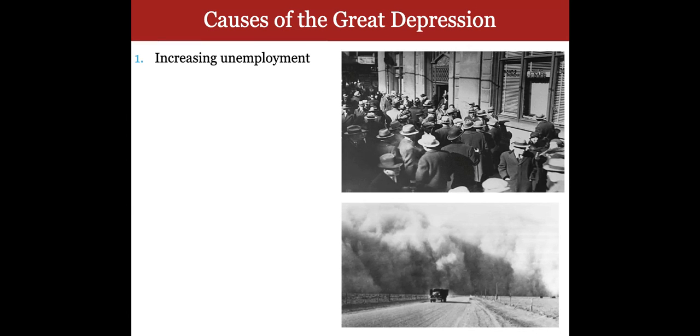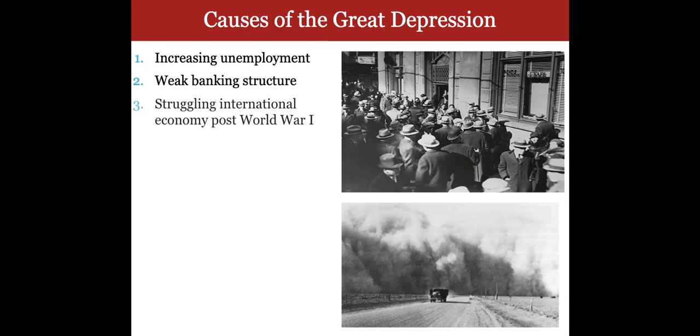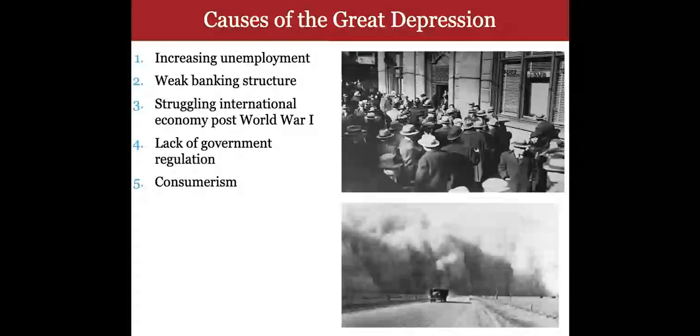Some industries had already showed signs of slowing down, like in railroad, steel. We had a weak banking structure in general. Globally, many countries were struggling to pick up the pieces and recover after World War I. There was also a lack of government regulation of businesses and different practices. So certain forms of monopolies were still around, things like laissez-faire policies done by the presidents Harding, Coolidge, and Hoover. The rise of consumerism, buying things that you can't afford.